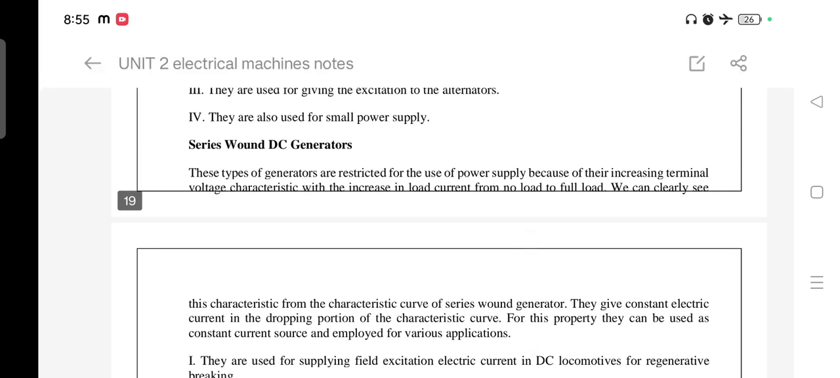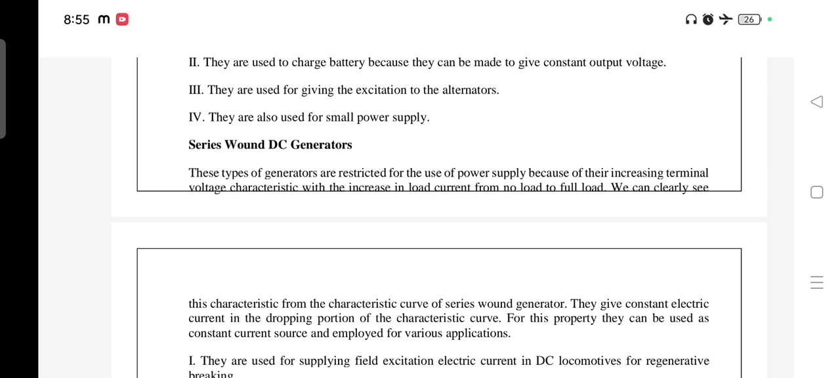In electrical machines, in this topic in unit chapter 2, we have seen about DC generators: the construction of a DC generator, the working principle of a DC generator, its EMF equations, and then the types of DC generators and their applications.